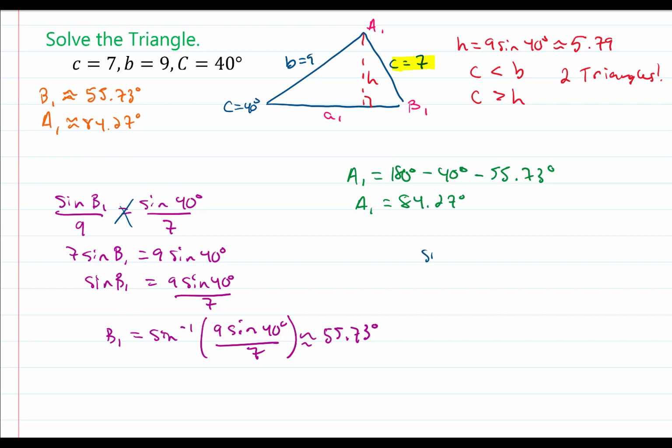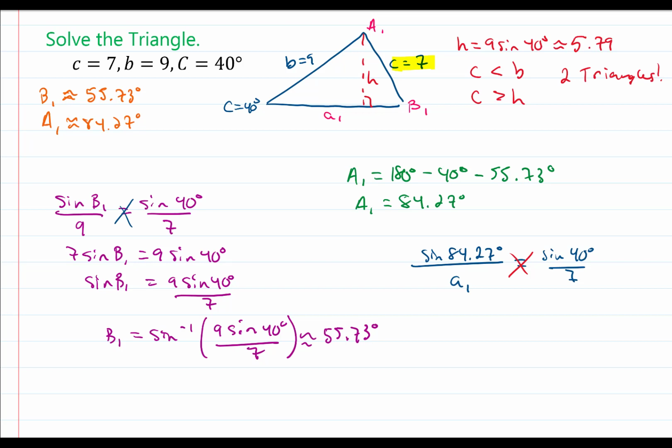So I have sine of angle a sub 1, which is 84.27 degrees, divided by side a sub 1, and this is equal to, now here you can pick either angle and its corresponding side, meaning b sub 1 and side b, or you can choose side C and angle C. I'm going to choose C because these two values are exact. So we have sine of 40 degrees divided by 7.